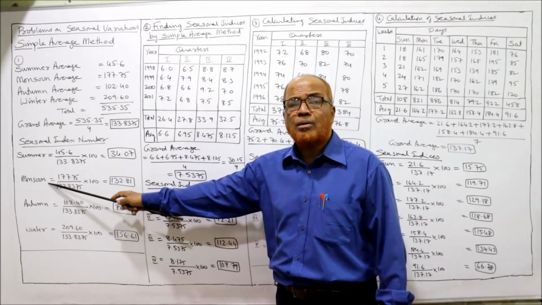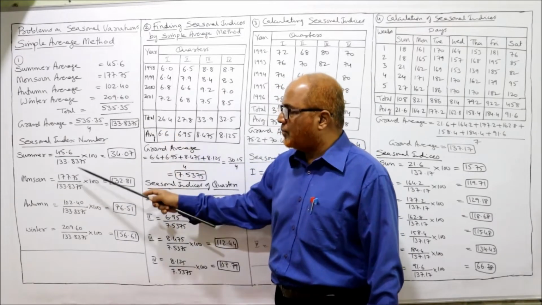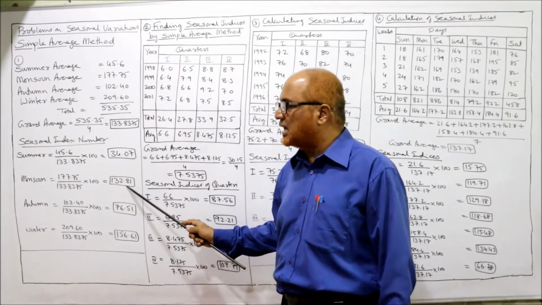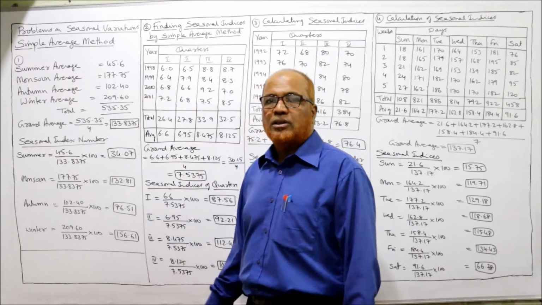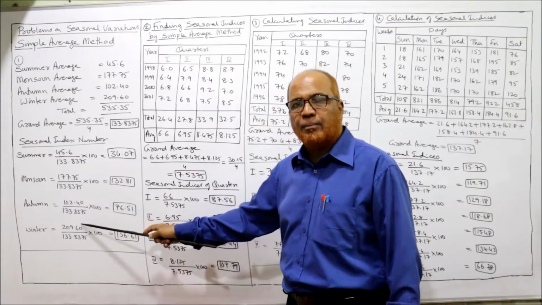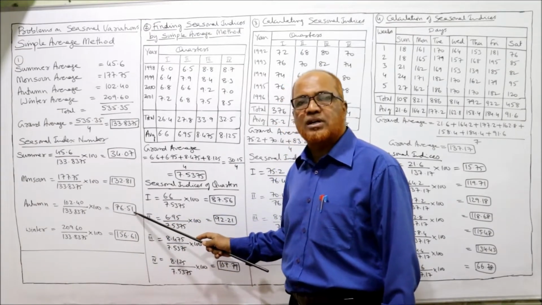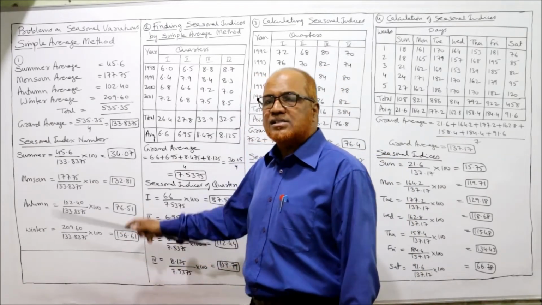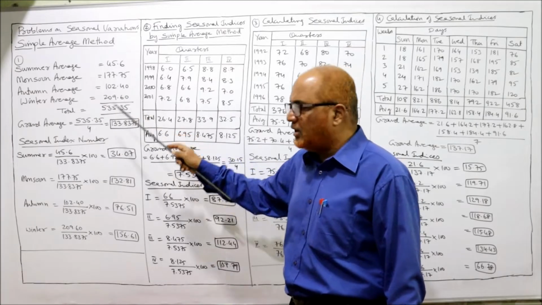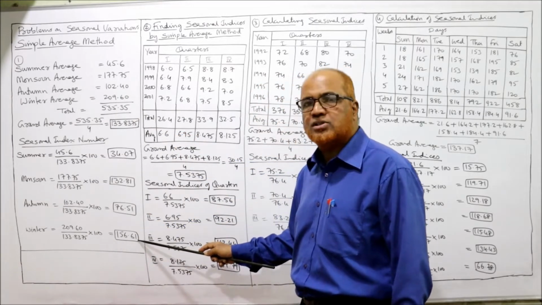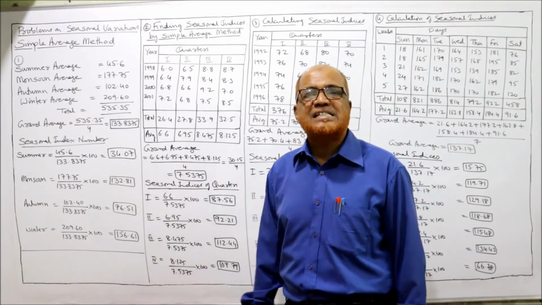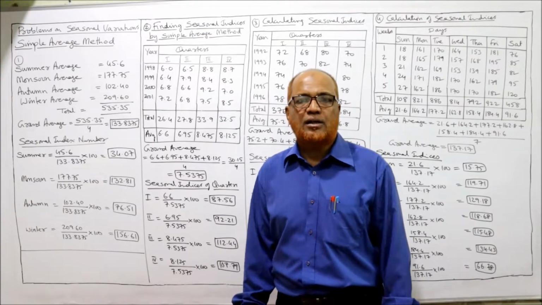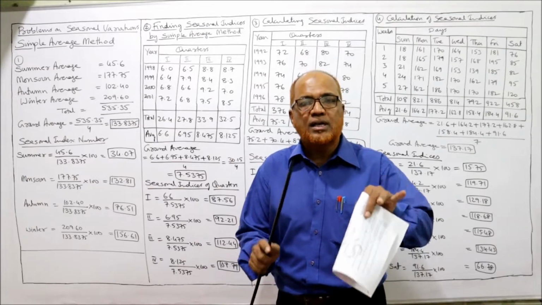Same procedure for monsoon. The monsoon average is 177.75 divided by the grand average 133.8375 into 100, which gives 132.81. This is the seasonal index for monsoon. Now autumn. The autumn average is 102.40 divided by the grand average into 100, which gives 76.51. This is the seasonal index for autumn. Last one is winter. The winter average is 209.60 divided by the grand average into 100, which gives 156.61. That's all. These are the seasonal index numbers for each season according to the simple average method. In the next 4-5 problems, I am going to apply the simple average method.